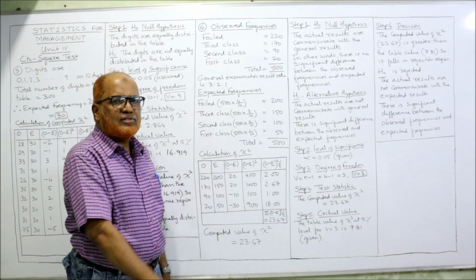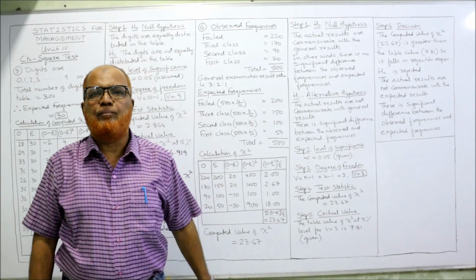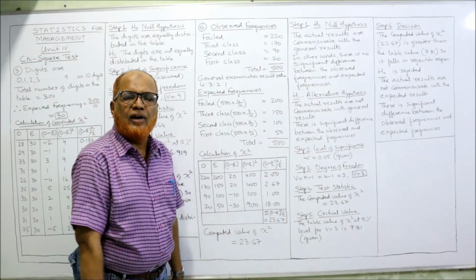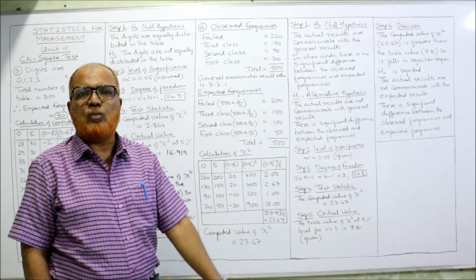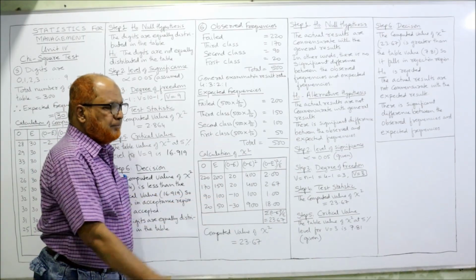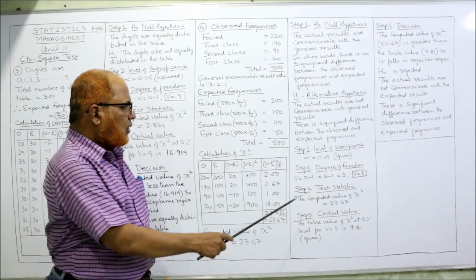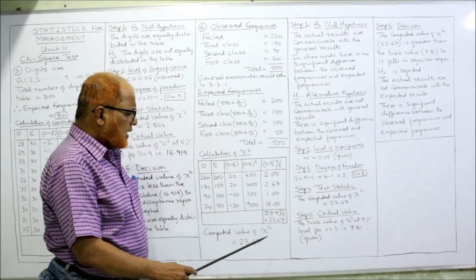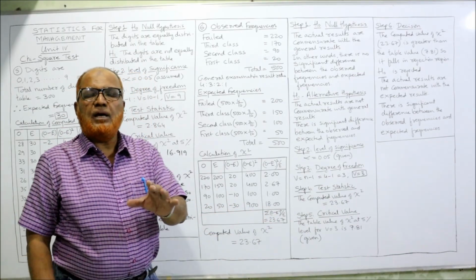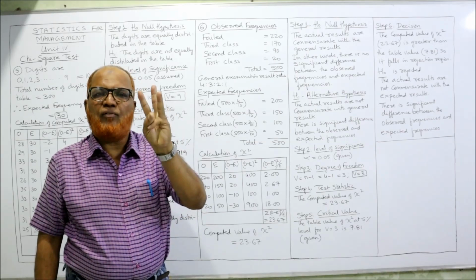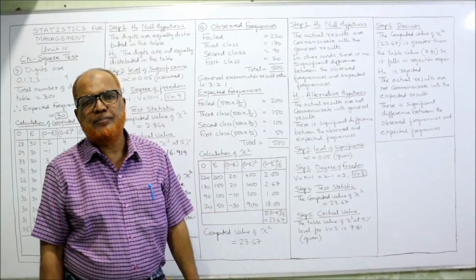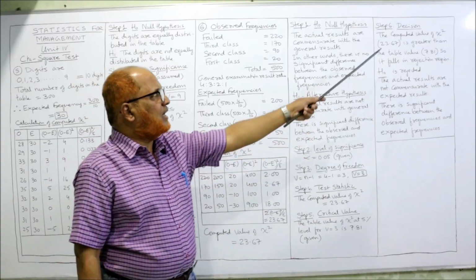Now, level of significance 0.05 is given in the problem. In the previous problem we assumed it, but here it is already given. Degree of freedom, V is equal to N minus 1. N stands for how many pairs? 4 pairs are there. So 4 minus 1, 3. V is equal to 3. Now test statistic. The computed value of chi-square is 23.67. Now critical value. The table value of chi-square at 5% level for 3 degrees of freedom is given in the problem, 7.81. Now we need to compare to give the decision.